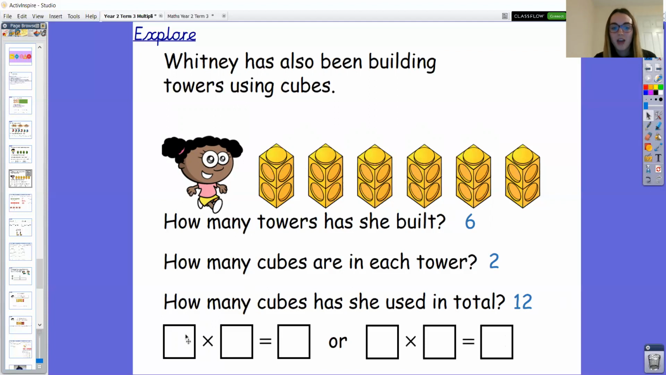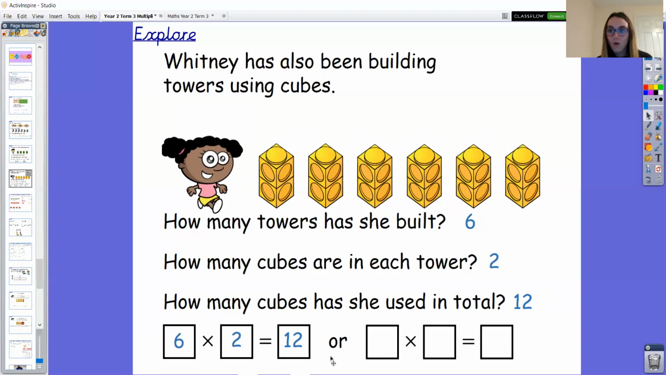Well done, Year 2. Okay, so we know that there are 6 groups because there are 6 towers with 2 cubes in each tower. So we can say this as 6 lots of 2, and the total is 12. There's 12 cubes altogether. So let's say that multiplication using the word times. 6 times 2 equals 12.